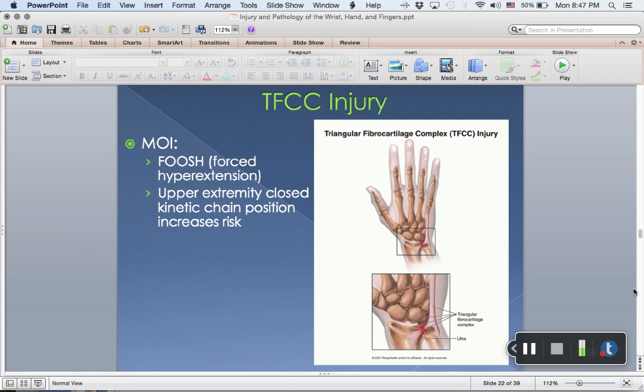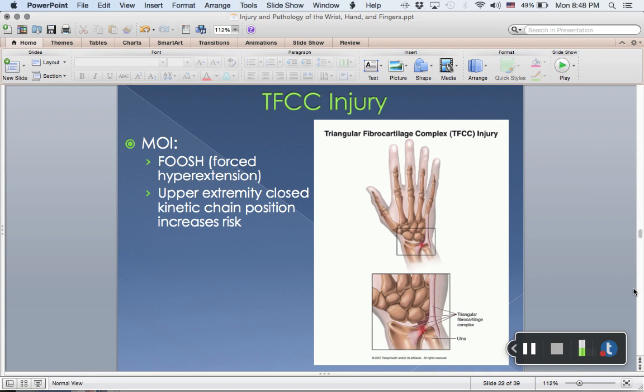TFCC injury stands for triangular fibrocartilage complex, which you should have learned about in your anatomy portion. Mechanism of injury is FOOSH, a fall on an outstretched hand, into forced hyperextension, so putting that hand back. Usually upper extremity, so a closed kinetic chain position. More common in a gymnast, if someone falls on their hands, wrestling, even a football player.